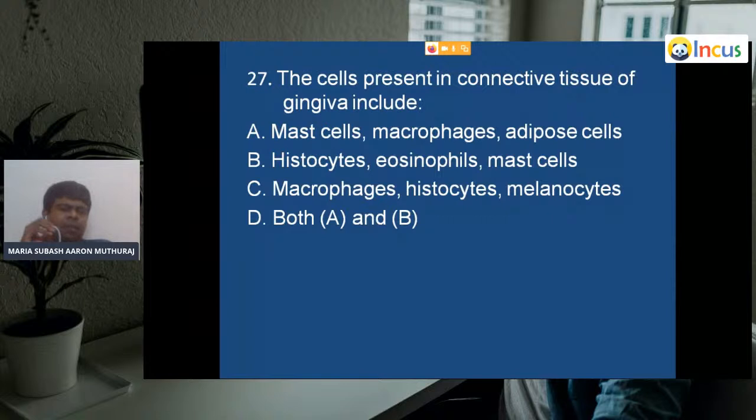Whereas in option C, they have given melanocytes. Melanocytes are commonly present in the epithelial layer. Melanocytes will be present in the epithelial layer, not in the connective tissue of the gingiva. Therefore, option C is wrong. The option for this question will be A and B. Mast cells, macrophages, adipose cells, histiocytes, and eosinophils are present in the connective tissue of the gingiva.